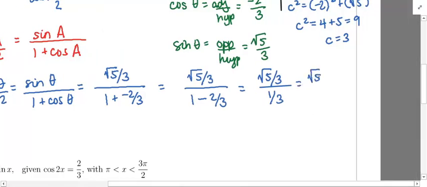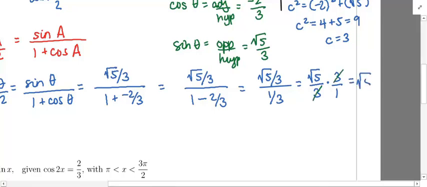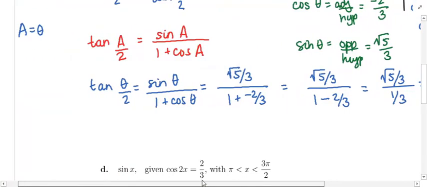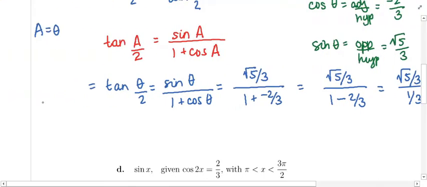Divide the fractions. This is going to be the square root of 5 over 3, change the division to multiplication, flip the bottom. Okay, the 3's cancel. So this whole thing turns into the square root of 5. Okay, we're not done. This is the tangent of theta over 2. We just said that value is the square root of 5.